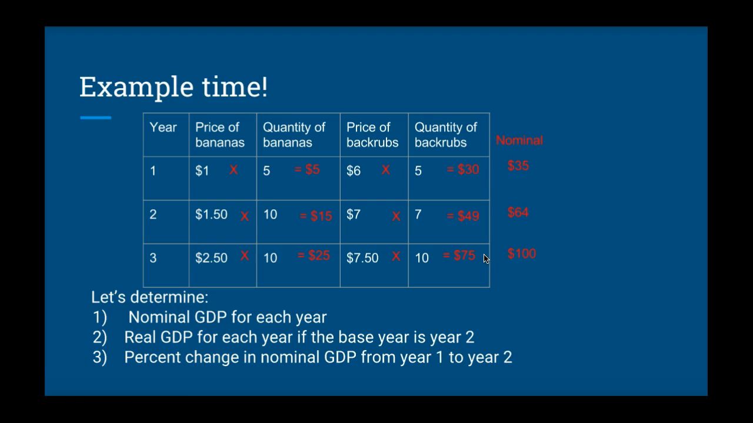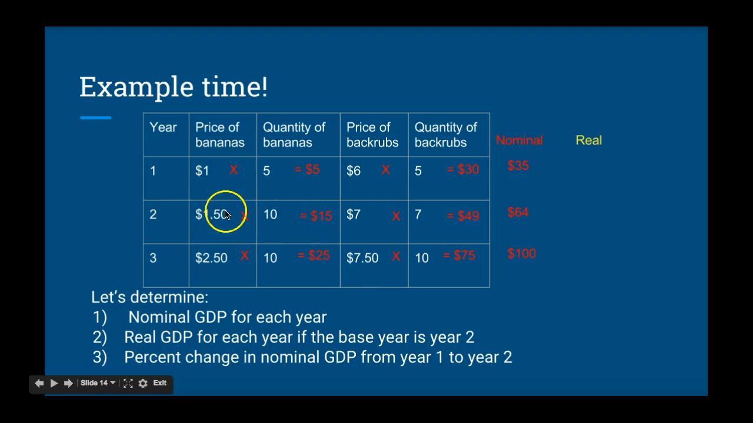That's the first point. The second point is asking to figure out real GDP for each year if the base year is year 2. So for real GDP, I'm going to look at only the year 2 prices, because that's my base year. So I'm going to assume that $1.50 is my price for bananas for year 1, year 2, and year 3, and that my price for back rubs is $7, for year 1, year 2, and year 3.